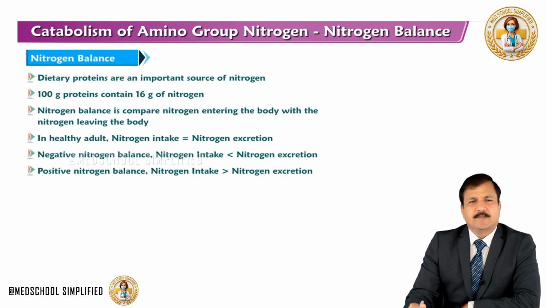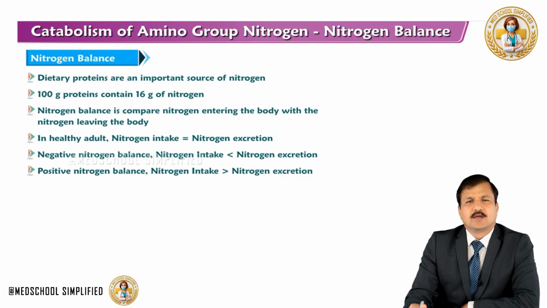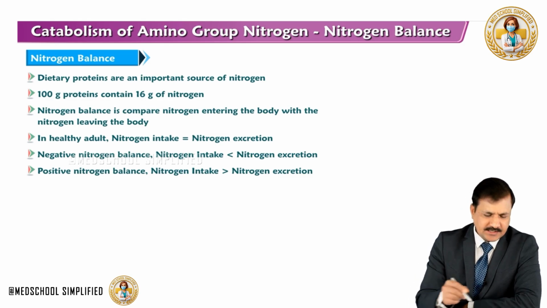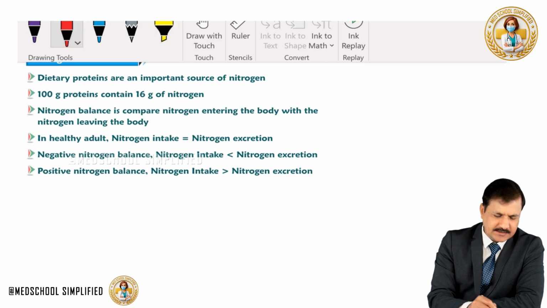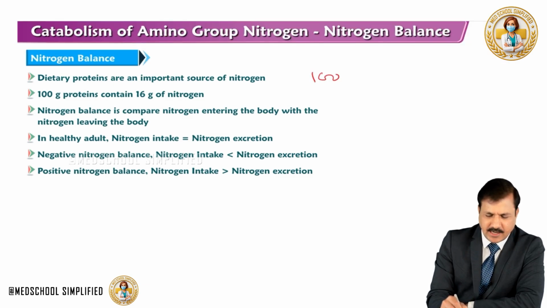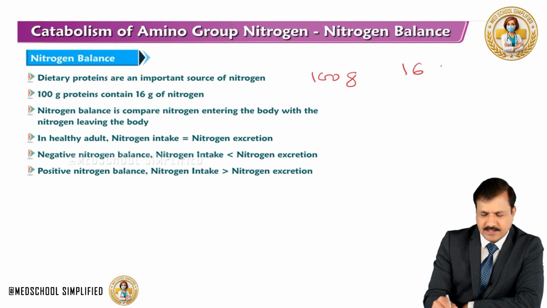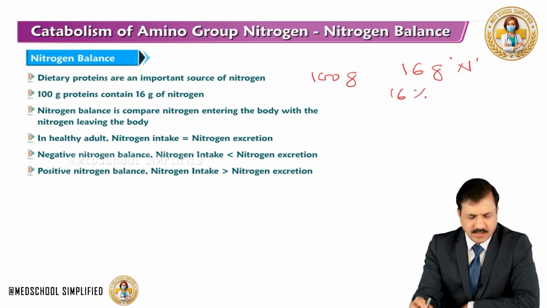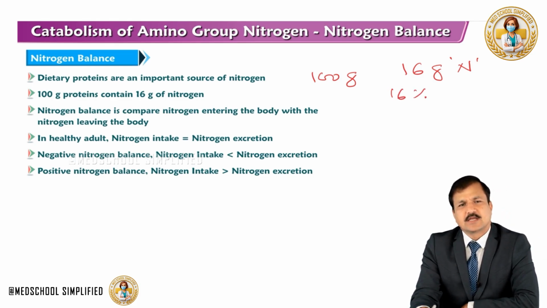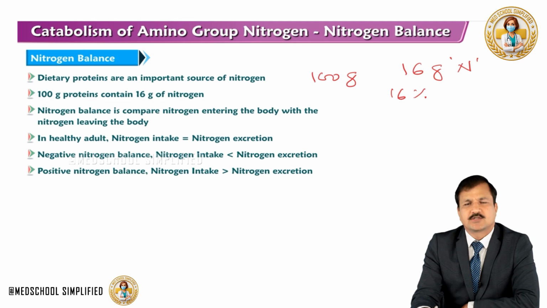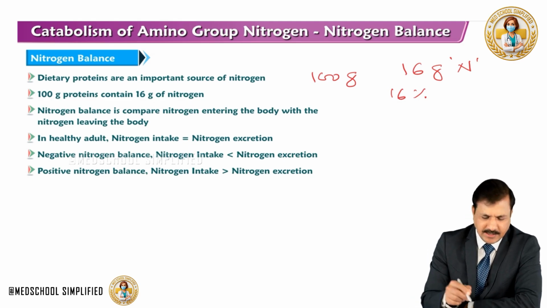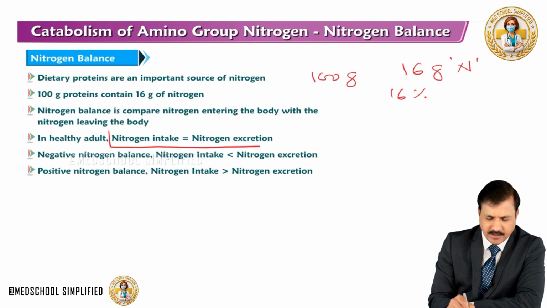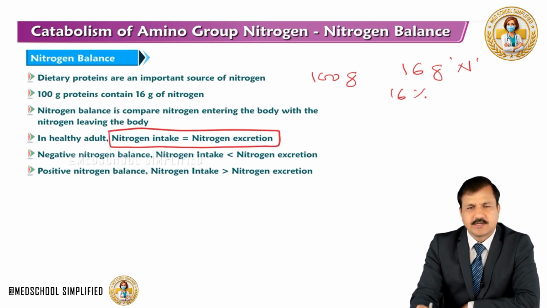Now coming to nitrogen balance. Dietary proteins are an important source of nitrogen, and protein contains 16% nitrogen. That means in 100 grams of protein, around 16 grams of nitrogen is present. The amount of nitrogen getting into our body should be almost equal to the amount of nitrogen leaving our body. In a healthy adult, nitrogen intake should be almost equal to nitrogen excretion.